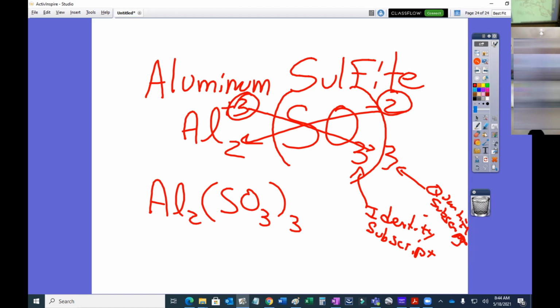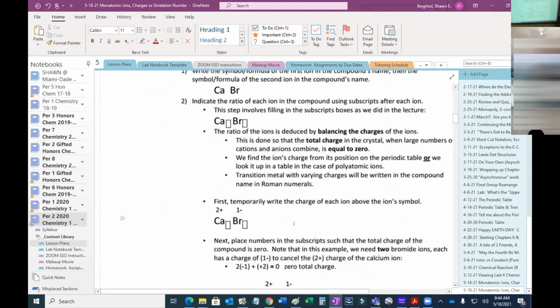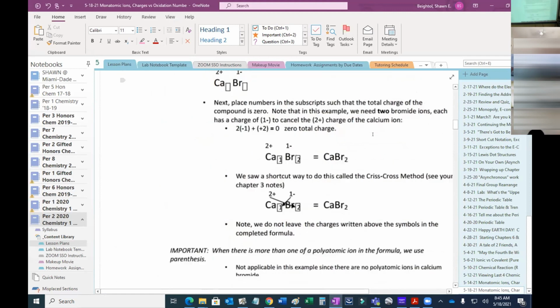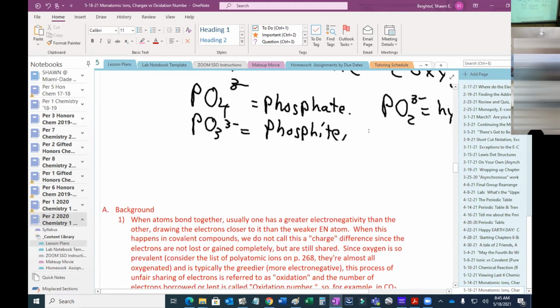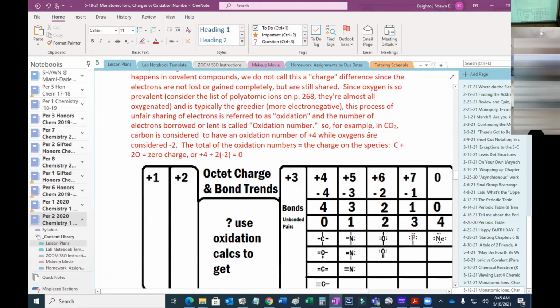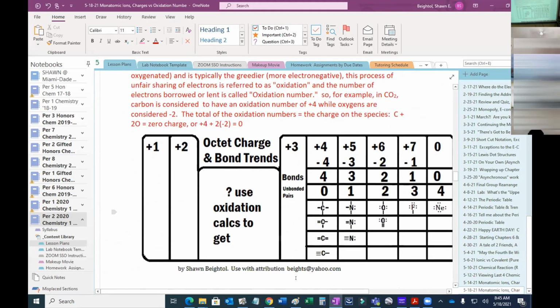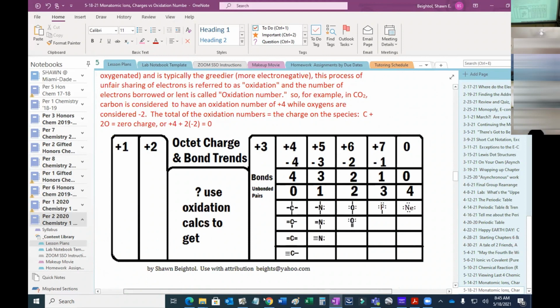Let me pop the notes up there. Scrolling down. Okay, so there's a written explanation of the crisscross method. There's your polyatomic ions. There's my notes on how they're related. There's more notes on how they're all related. Everything, if you read this right here, it will now make sense to you. I want to talk about these oxidation numbers, the 5, 6, and 7. We'll close on that.